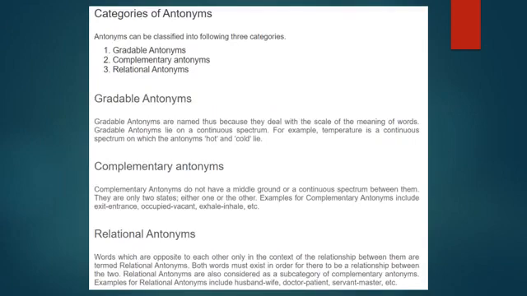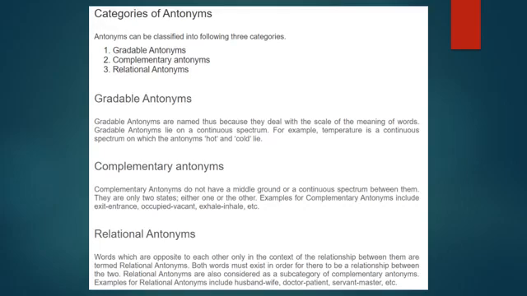Let's see the categories of antonyms. Antonyms can be classified into the following three categories: gradable antonyms, complementary antonyms, and relational antonyms. This will help you to identify the antonyms and find out the correct option. Gradable antonyms are named thus because they deal with the scale of the meaning of words. Gradable antonyms lie on a continuous spectrum. For example, temperature is a continuous spectrum on which the antonyms hot and cold lie. So they are at equal level.